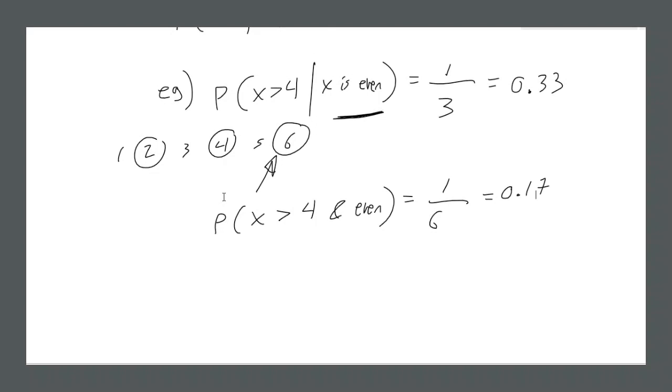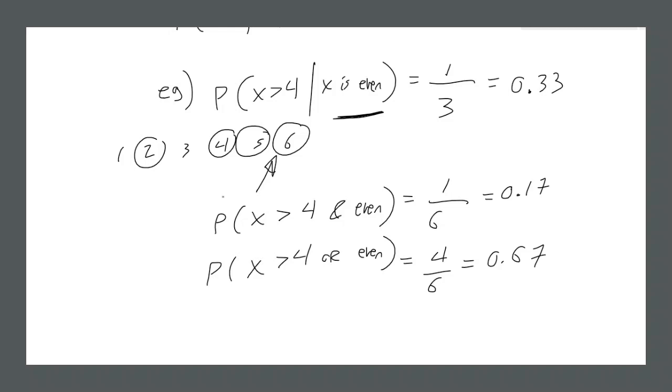That's also different than the probability of x being greater than 4 or even. How many numbers do we have that are greater than 4 or even? Well, we have all the even numbers and all the numbers greater than 4, which will include that 5. So that actually becomes 4 out of 6, or 0.67 in decimal form. Right? So this is 3 different situations.